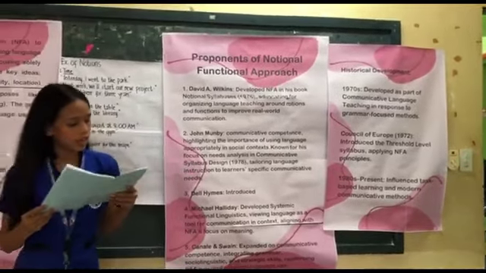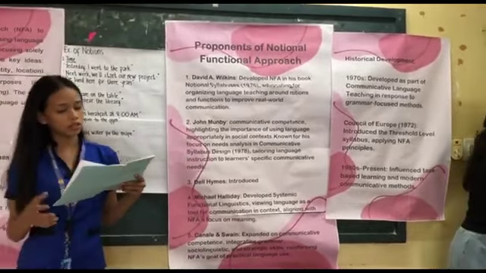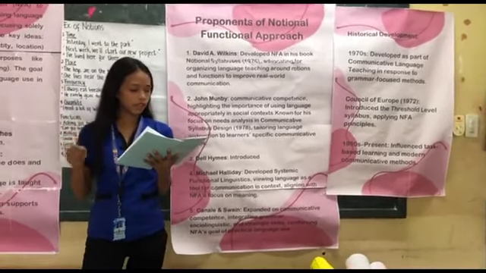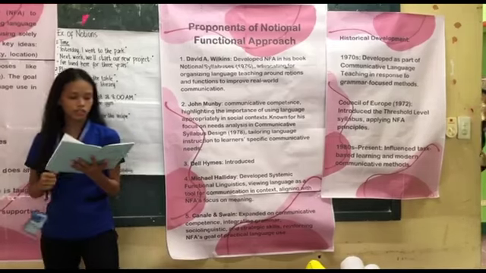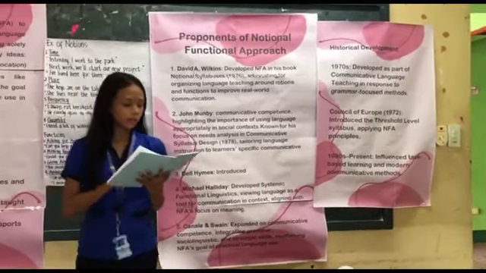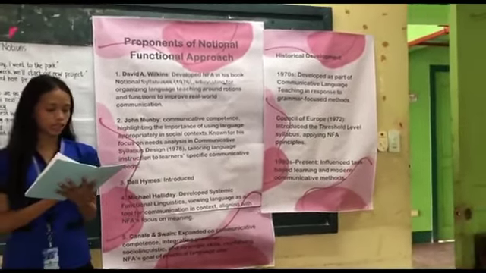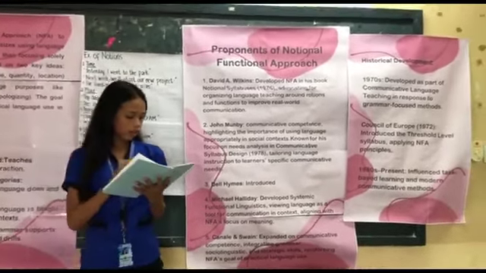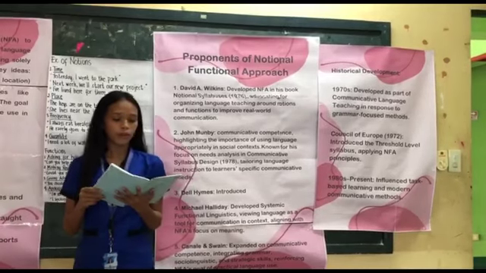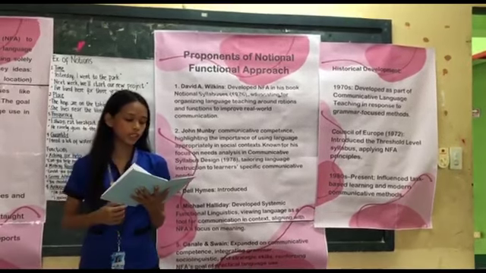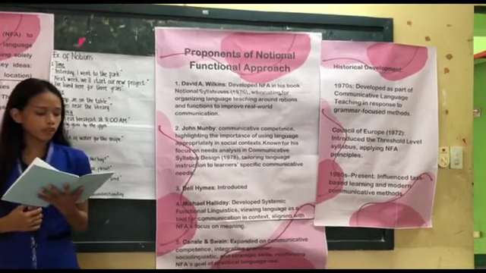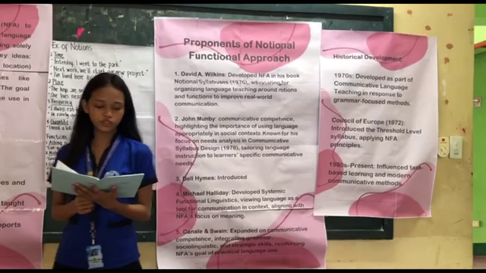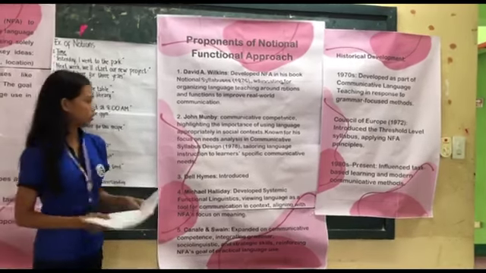David A. Wilkins believed that languages should be taught based on the ideas or concepts, the notions, people needed to talk about, such as time, location, or quantity, and the functions of language, like making requests or offering advice. He thought his method would make language learning more practical and improve communication skills. In his view, focusing on how language is used in real life is more important than just memorizing grammar rules.